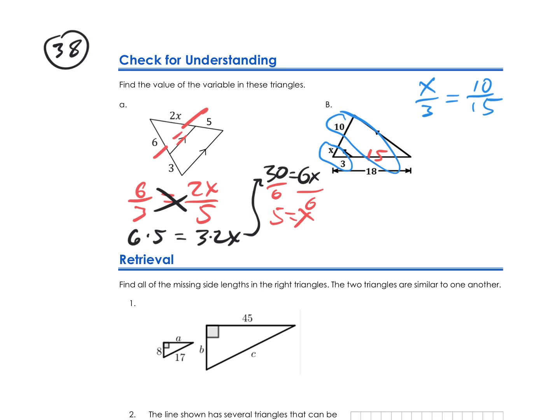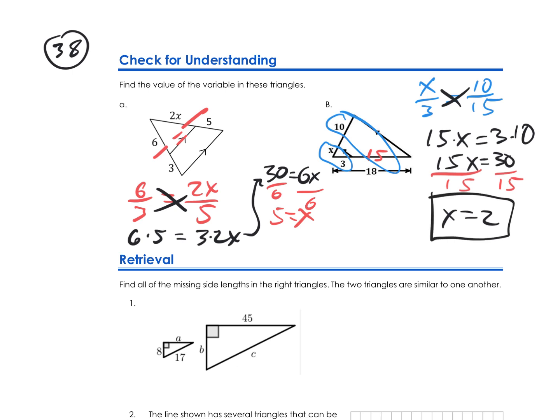But if we cross multiply, we get 15 times x equals 3 times 10. 3 times 10 is 30. So let's divide by 15, and we get x equals 2. All right. There you have it. So that is the side splitter theorem. That's how it works. So why don't you go ahead and give your assignment a try now and see if you can find some missing parts with the side splitter.